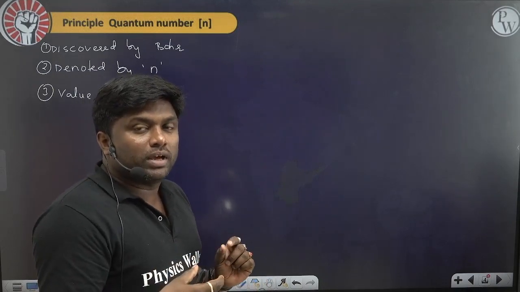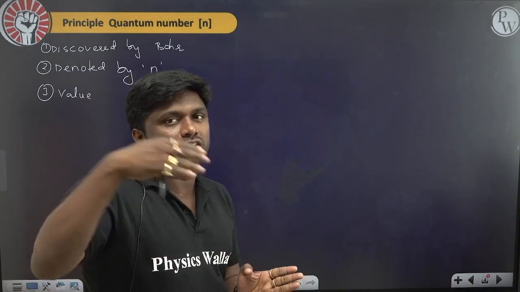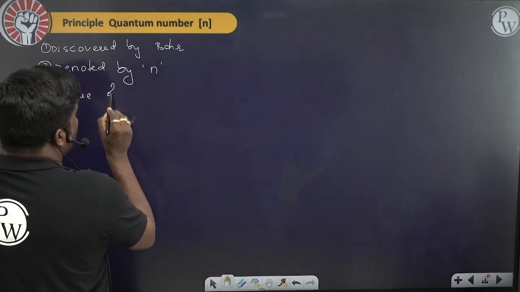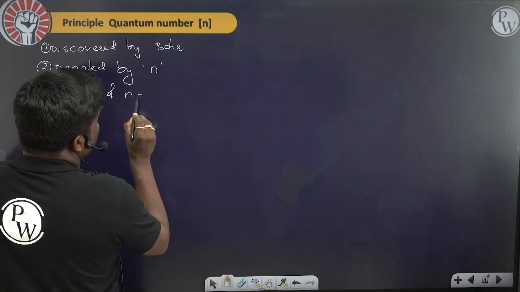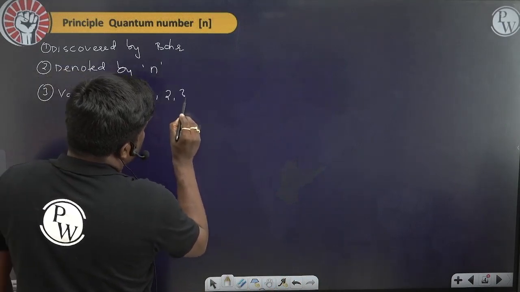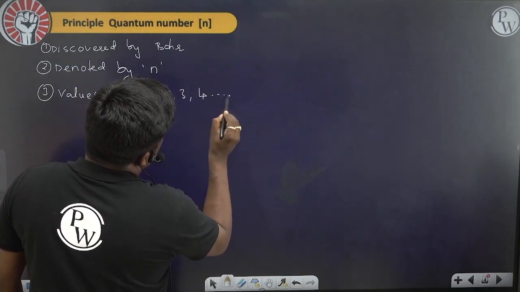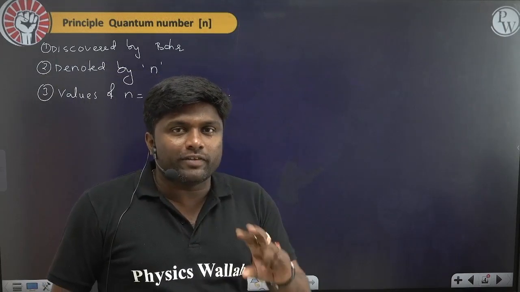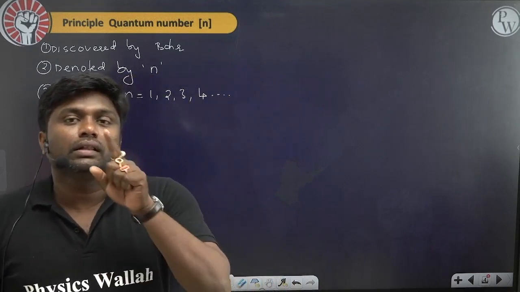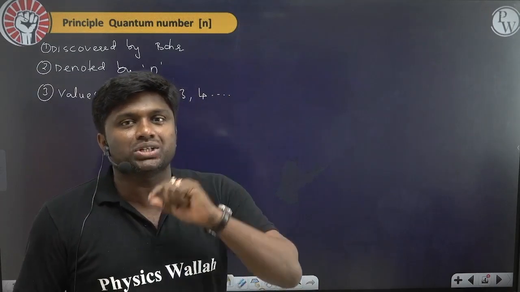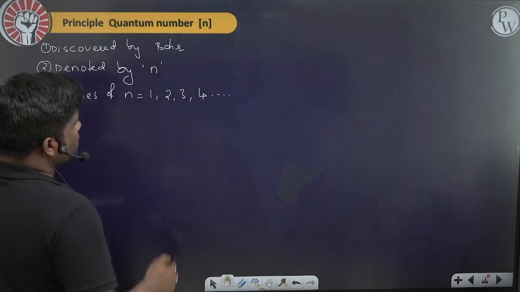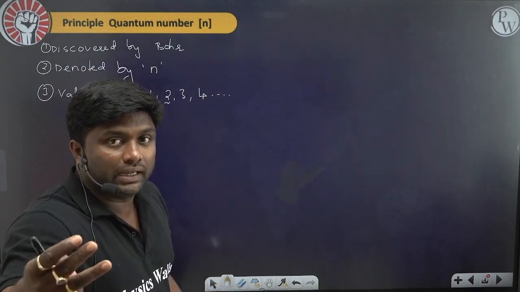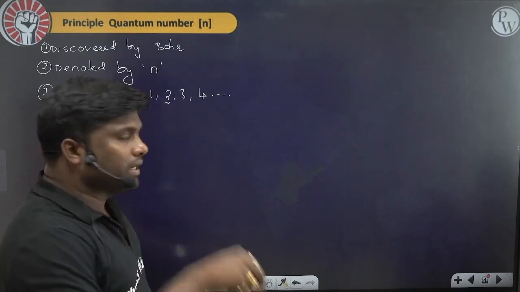Based on the principal quantum number value, we can find out its location. Values of N equal 1, 2, 3, 4 and so on. If an electron's principal quantum number value is 2, that electron is present in the second shell. If an electron's principal quantum number is 3, that electron is present in the third shell.